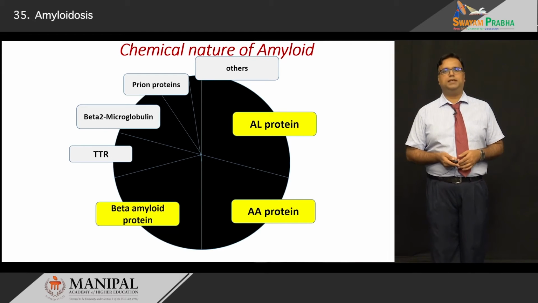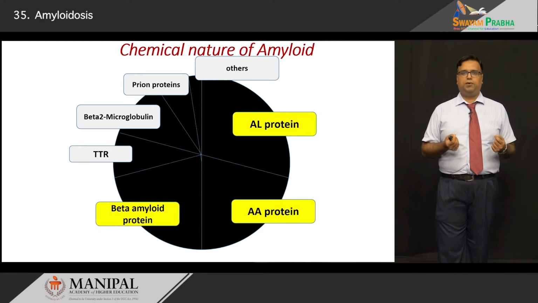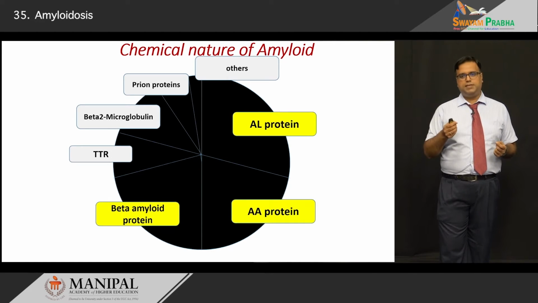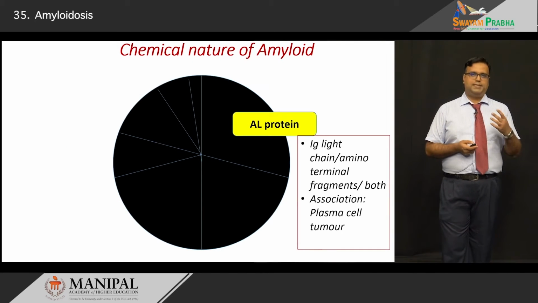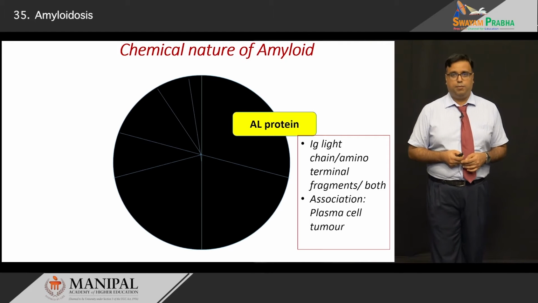We will study each of these in a little detail. Why do you want to study this, you may ask? Because some of the diseases are specifically associated with these proteins. Let us take the first major protein, amyloid light chain protein.